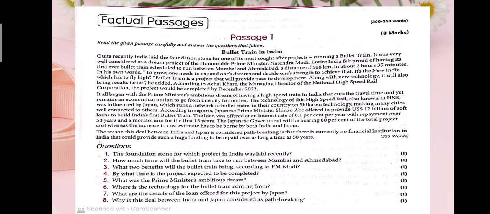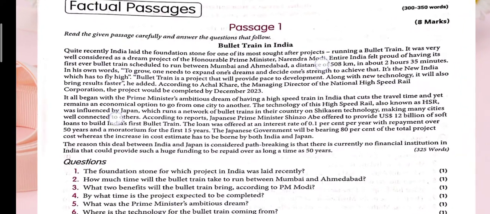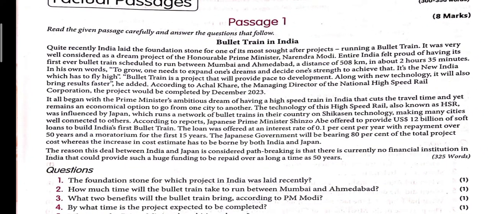So I told you about the factual passage. I told you it's all about the facts. So have a look at this passage. Quite recently, India laid the foundation stone for one of its most sought after projects, running a bullet train. It was very well considered a dream project of the Honorable Prime Minister Narendra Modi. Entire India felt proud of having its first ever bullet train scheduled to run between Mumbai and Ahmedabad, a distance of 508 km in about 2 hours 35 minutes.